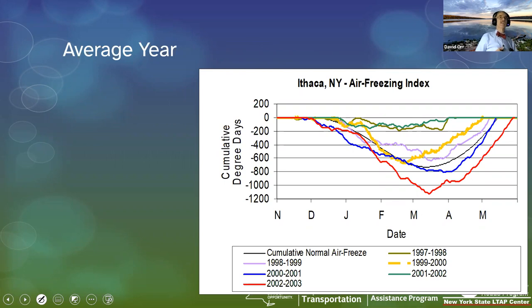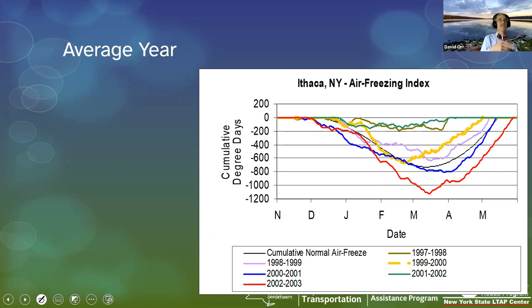This is freezing that occurred when we were doing the research with DOT, and we just went back and looked. And this is the depth, cumulative degree days of air freezing. And as you can see, and it's correlated very closely to frost depth, by the way, 2000 to 2003, the number of degree days was over 1,000. It's a cold year. Meanwhile, in 2001, 2002, we barely got above 150. So you can't just use an average.